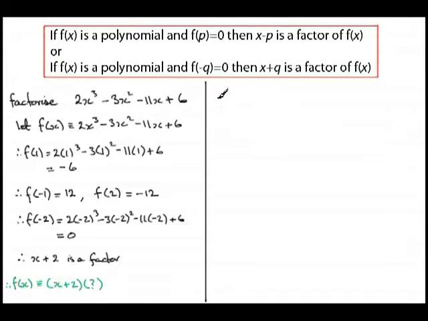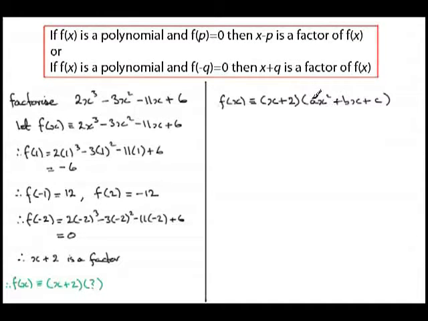Now what we have is then that f of x is identical to our linear factor x plus 2, which we've already discovered down here, and then we've got multiplied by another factor which is going to be a quadratic factor, something of the form ax squared plus bx plus c. Alright, now we've got to work out what a, b and c are.